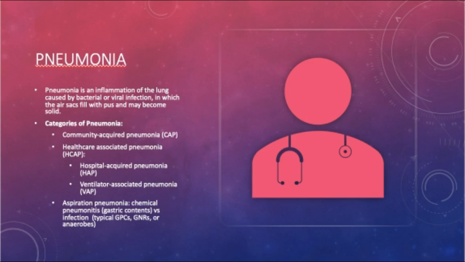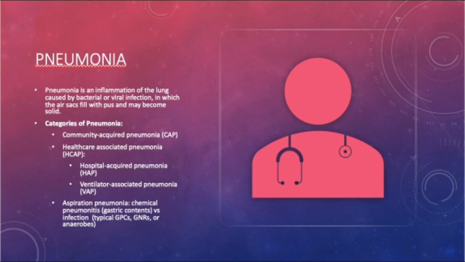Now, I'm sure many of you are familiar with pneumonia. You may have had a family member that has had it, or you've taken care of patients that have had it. As you know, there are different categories of pneumonia. Pneumonia in general is just defined as an inflammation of the lung, and it can be caused by a bacterial or a viral infection. It's basically when the air sacs fill with pus and then they can become solid.